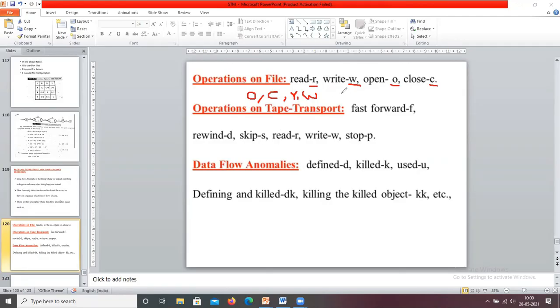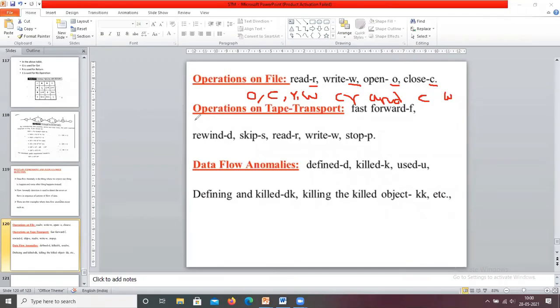Therefore, CR and CW are anomalies here. What is CR? C means close. After closing, you are trying to read the data. After closing, you try to write the data. That we call an anomaly here. Similarly, if the file is read before it has been written, just after opening, without writing anything, you are trying to read the data. That is also called a data anomaly.